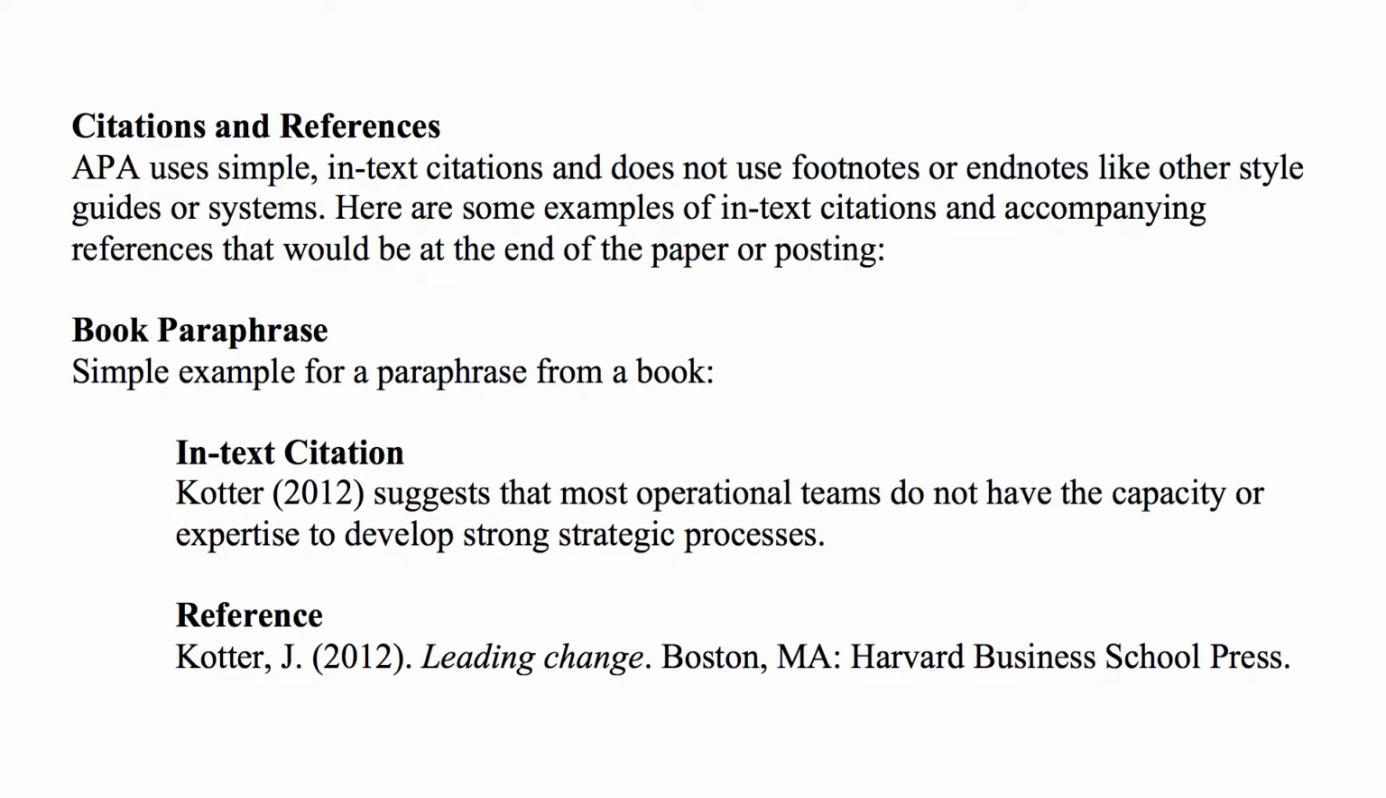We're going to begin here with a book paraphrase. So we use this example from Cotter. Cotter 2012 suggests that most operational teams do not have the capacity or expertise to develop strong strategic processes. Now you notice there's no quotation marks here because it's not a quote. It's just a paraphrase. It's restating Cotter's work from his 2012 book, Leading Change. So we see the in-text citation here, Cotter 2012, and then at the bottom we can find the reference. Cotter's book in 2012 is entitled Leading Change.